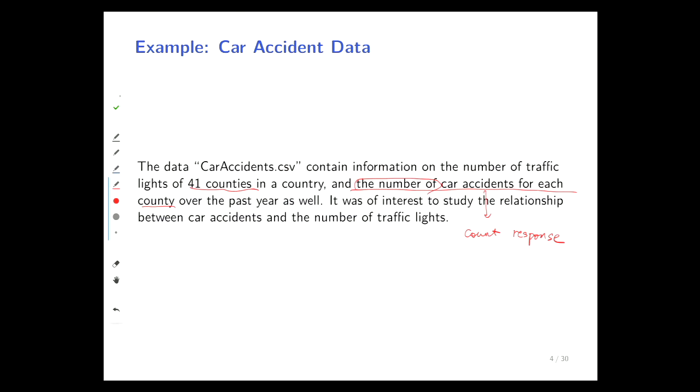And the explanatory variable here is the number of traffic lights in each county. So that's our explanatory variable, x. We are going to use the number of traffic lights to model the number of car accidents. Because we are trying to model a count response, we need to consider count modeling, but we only talk about the binomial count modeling.